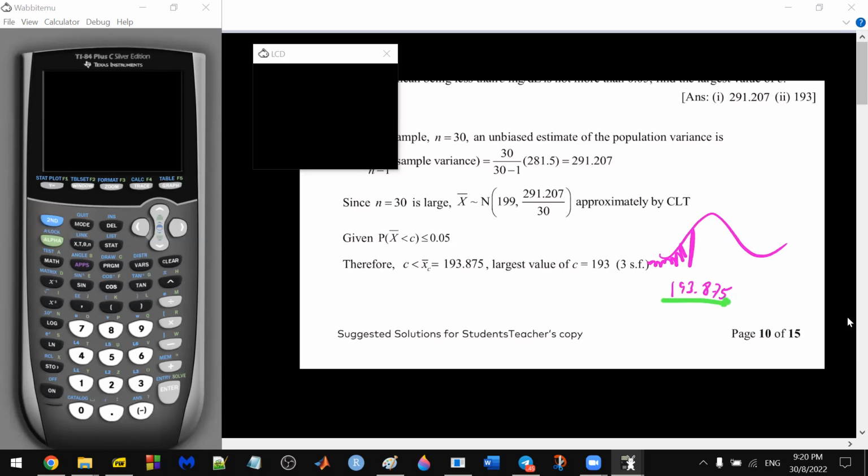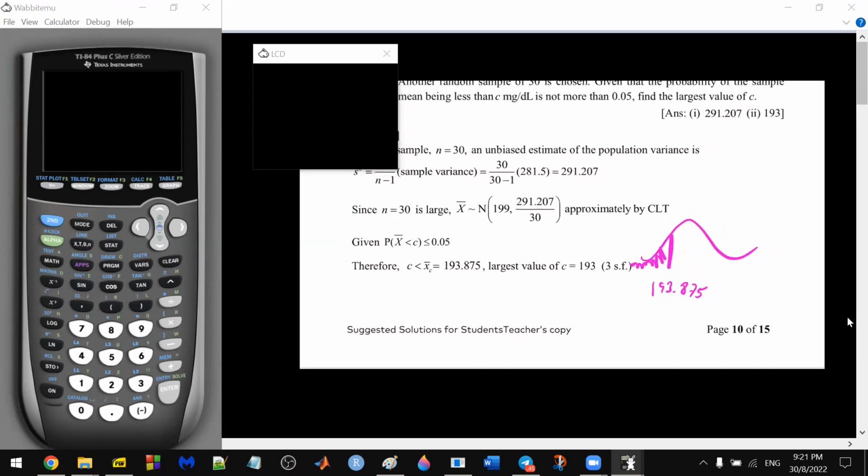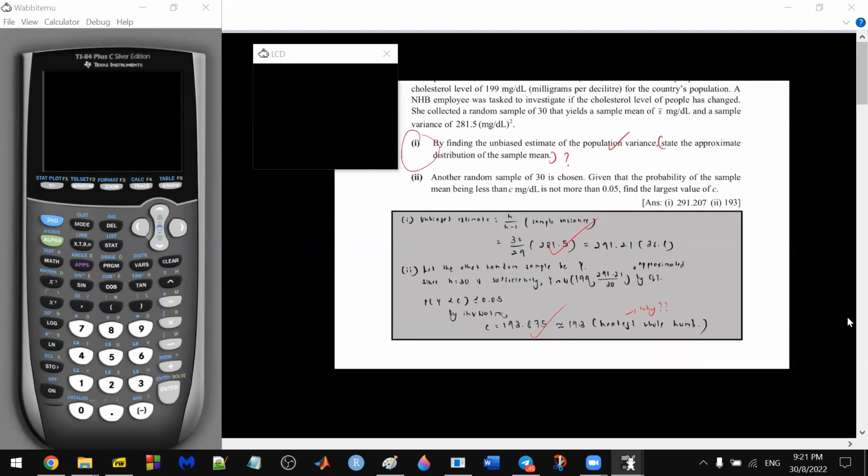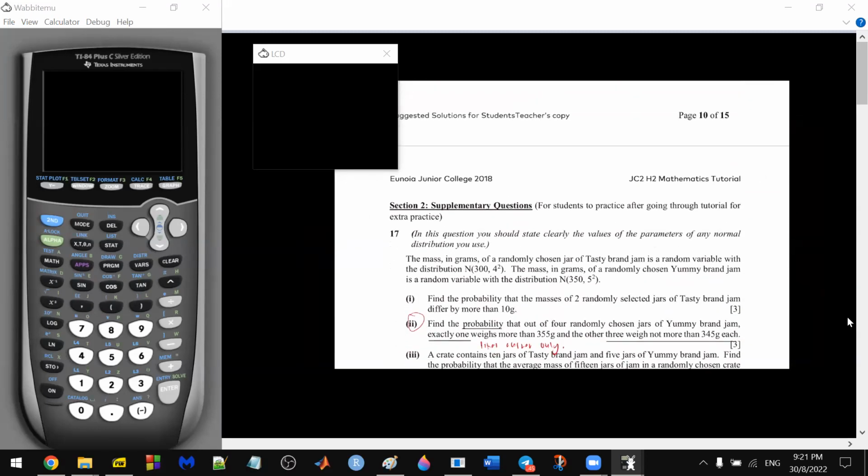You can pick what? 193.8749, or 193.87499, or 4999999. Is there a largest value? I don't think so. Okay, it doesn't make sense, this question. Sorry, please ignore. Okay, wasted your time. Moving on.